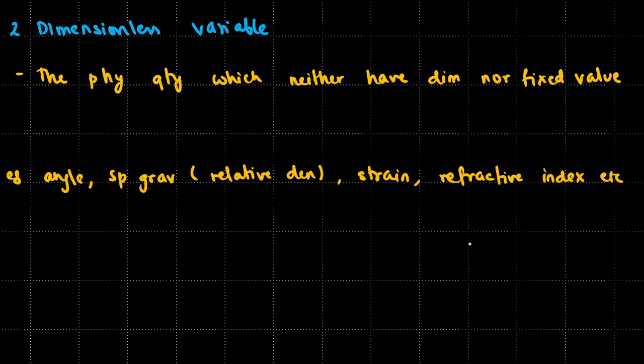So when learning this lesson, it's not that important to understand what these example terms mean. It's important to understand what the definition is, but it's not that important to know what these terms mean, such as refractive index, strain, specific gravity, because as you go on reading, it will be very clear to you what they are.